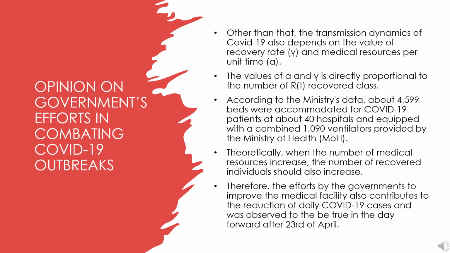Other than that, the transmission dynamics of COVID-19 also depend on the value of the recovery rate, which is gamma, and the medical resources per unit time, which is alpha. The values of alpha and gamma are directly proportional to the number of R, which is the recovered class. According to ministry data, about 4,599 beds were accommodated for COVID-19 patients at about 40 hospitals. It was also equipped with a combined 1,090 ventilators provided by the Ministry of Health. Theoretically, when the number of medical resources increases, the number of recovered individuals should also increase. Therefore, the effort by the government to improve the medical facilities also contributed to the reduction of daily COVID-19 cases. It was observed to be true in the days after 23rd of April.